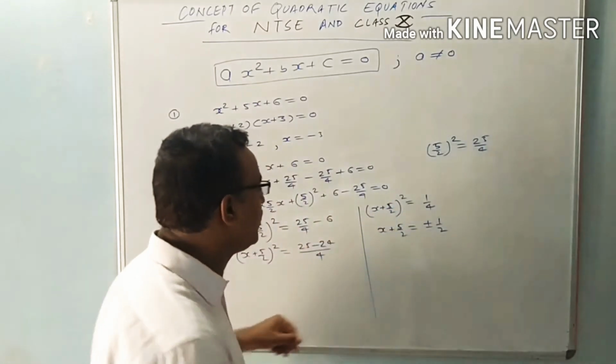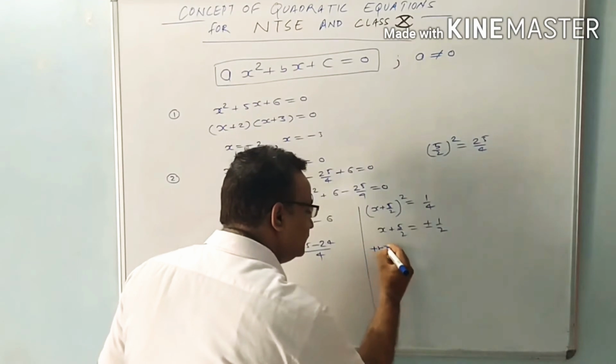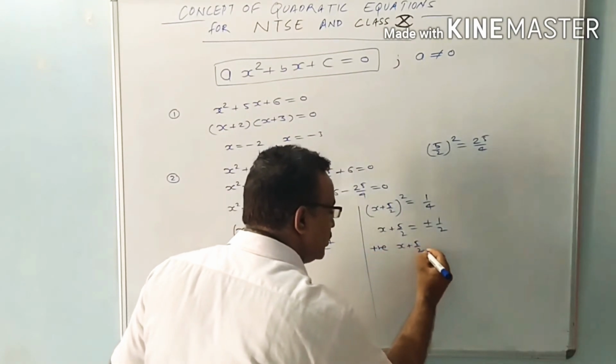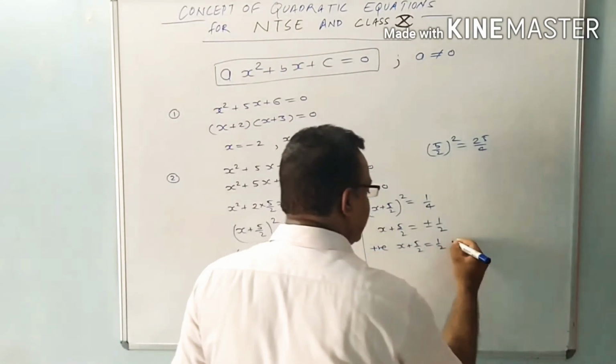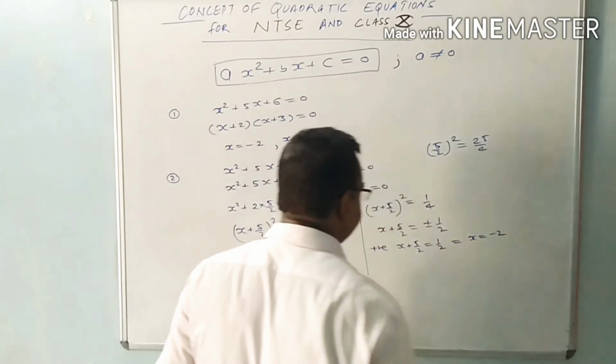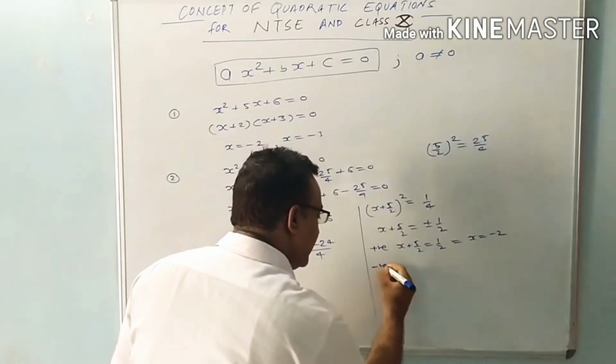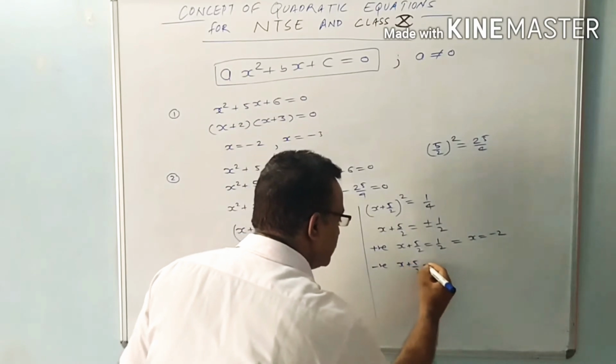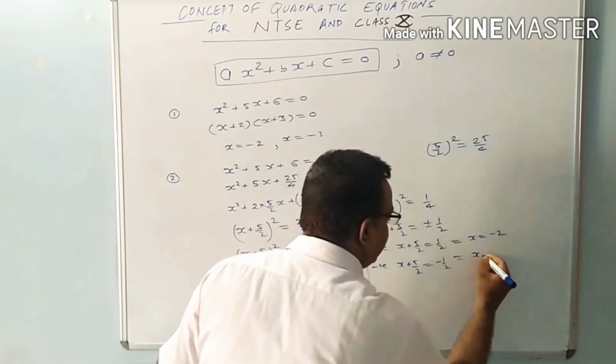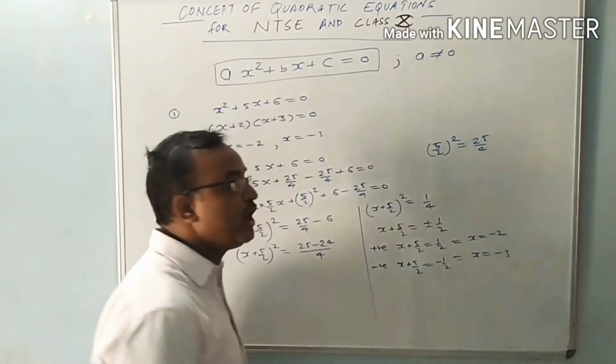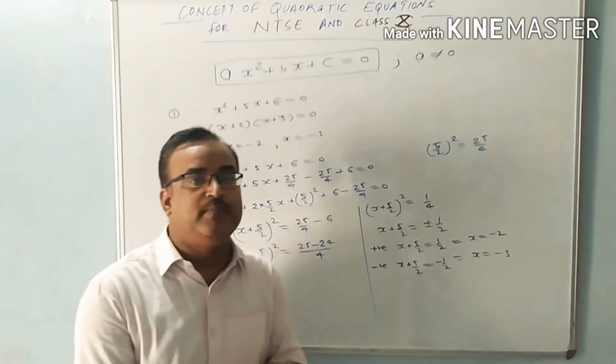ठीक है, अब यहाँ क्या होगा? First of all we will take the plus value, the positive value. Then x plus 5 by 2 is equal to 1 by 2, then x is equal to minus 2. Next, x plus 5 by 2 is equal to minus 1 by 2. When we solve it, we will get x is equal to minus 3. Now, the same question I will solve by the quadratic formula.